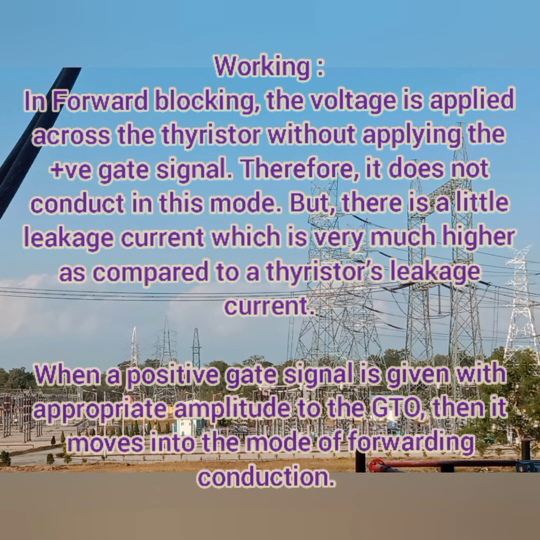Next is the application working. In forward blocking condition, the voltage is applied across the thyristor without applying the positive gate signal. Therefore, it does not conduct in this mode. But there is a little leakage current, which is very much high when compared to the thyristor leakage current. And also when a positive gate signal is given with appropriate amplitude to the GTO, then it moves to the forward conduction mode.